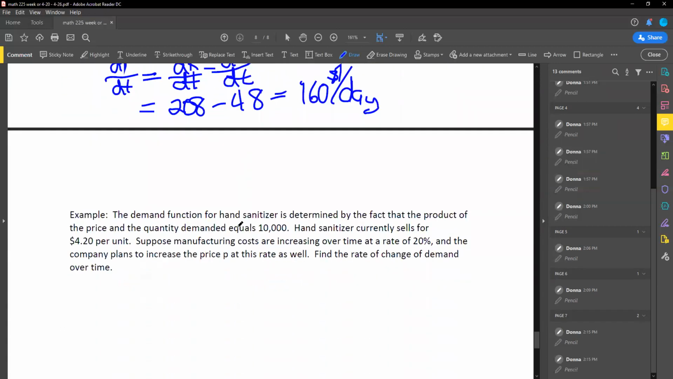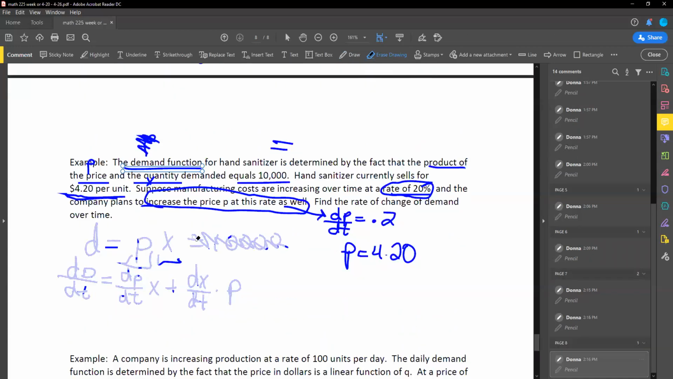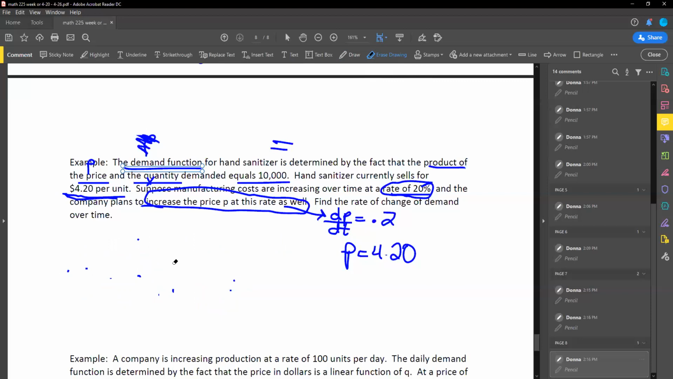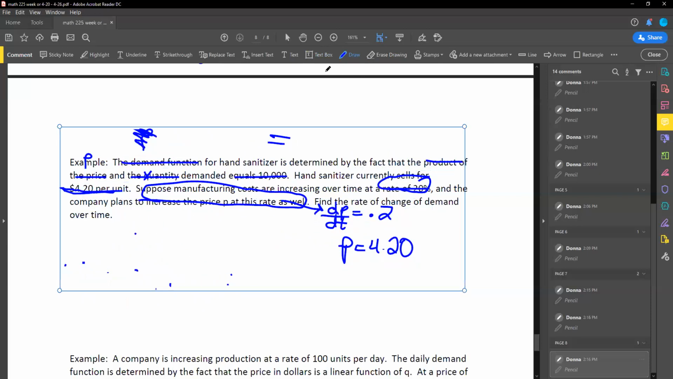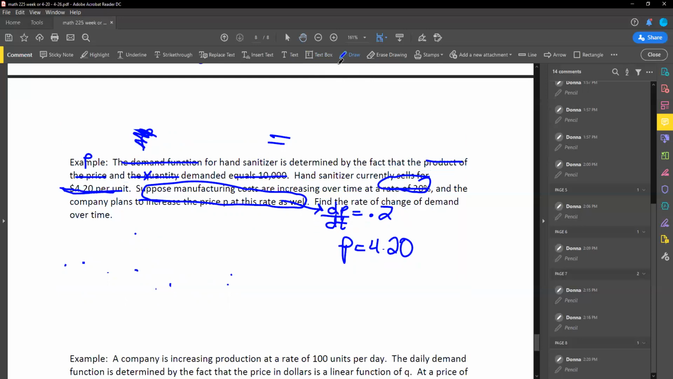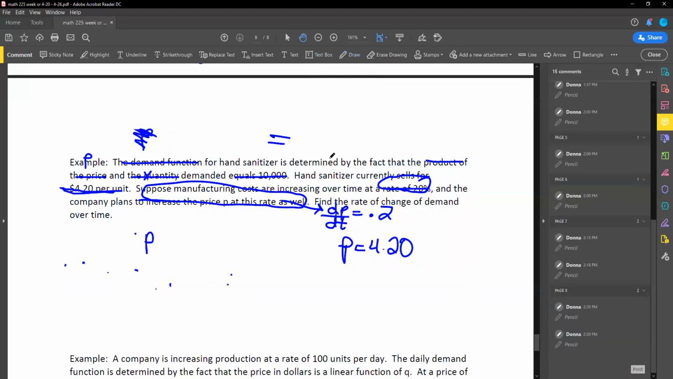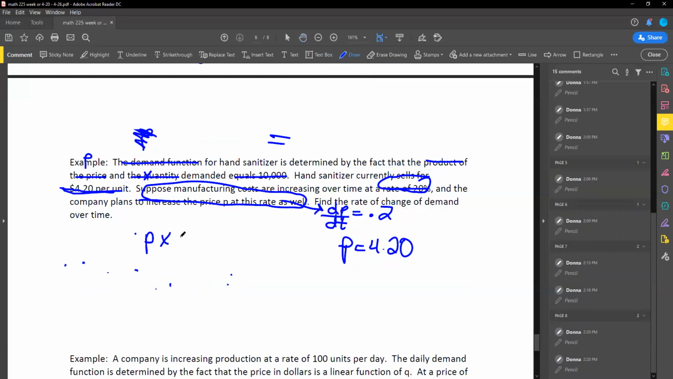All right, so I thought I'd show you a couple more business apps. So they're telling you that the price times the quantity demanded is 10,000. All right, so let me go back. So I know that P, the price, times X equals 10,000.